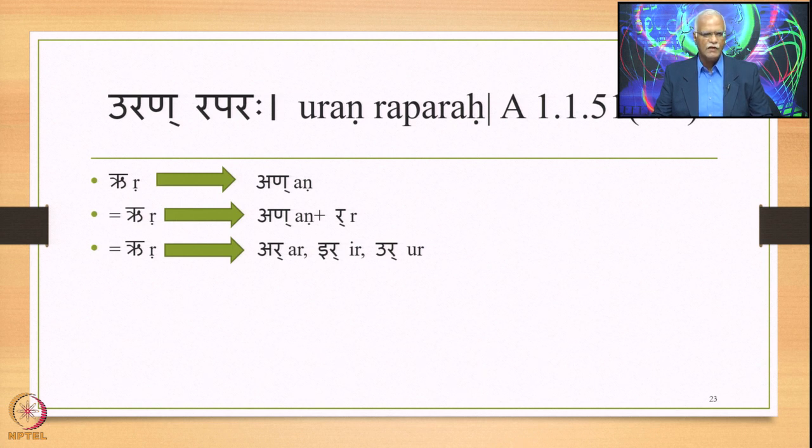So now, when we have a plus ru as the substituents, a's place of articulation is kantha, ru's place of articulation is murdhan, and so the substitute, which is guṇa, which is only a, e, and o, in place of ru plus a, the substitute guṇa, which will match the place of articulation of the substituents, is nothing but ar, ir, and ur, effected by Uran raparah 1151.